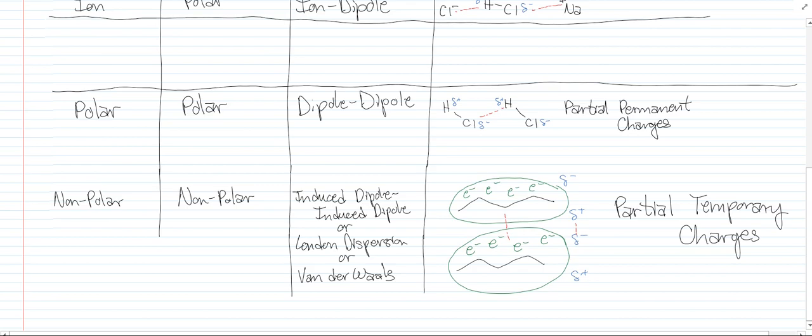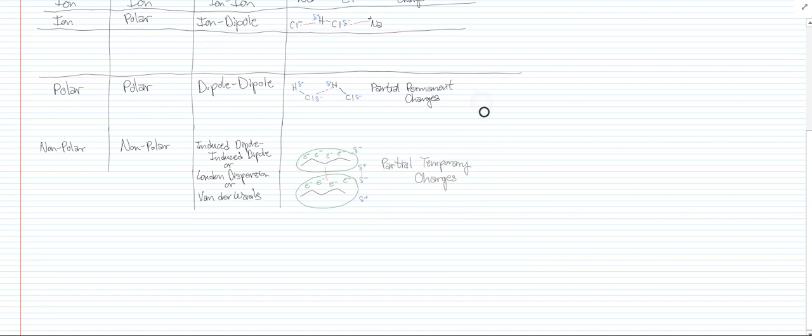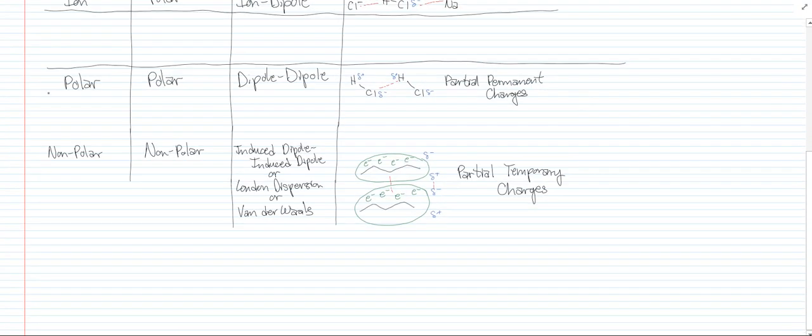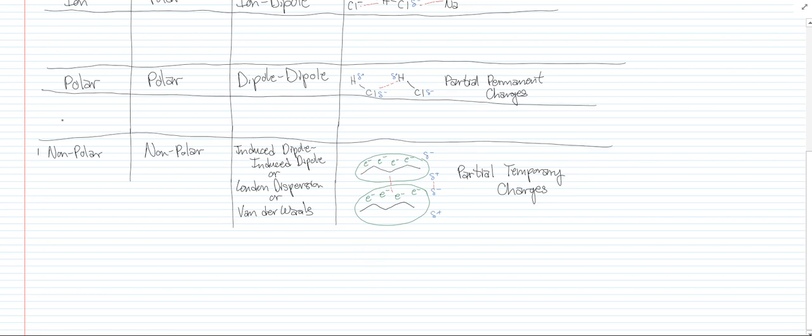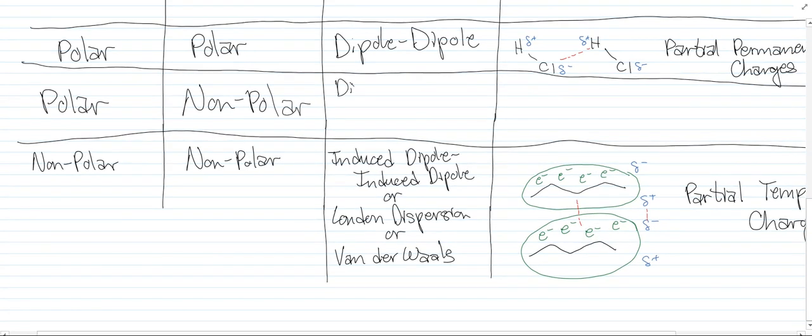So, similarly, if we can have two polar things attracted to each other and two nonpolar things attracted to each other, it would make sense that you could have a force attracting a polar thing and a nonpolar thing. So if thing 1 is polar and thing 2 is not, what do you think we'd call that? We would call that dipole induced dipole.